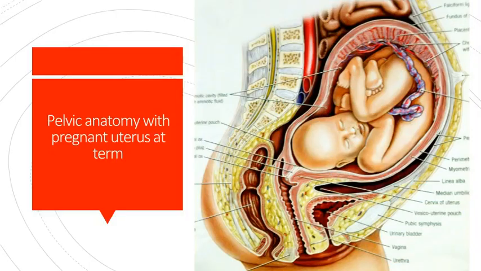The uterus enlarges up to 20 times in size, ascending from the pelvis into the abdominal cavity. This displaces abdominal organs and alters the positioning of surrounding structures. The growing uterus pushes the bladder anteriorly and inferiorly.